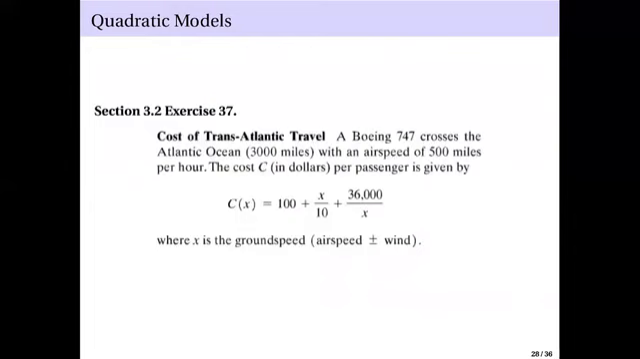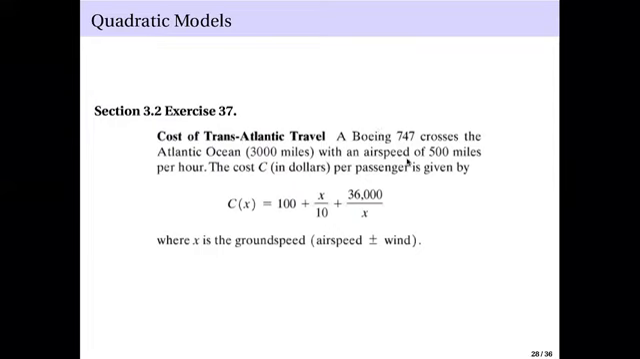Next problem. Cost of transatlantic travel. A Boeing 747 crosses the Atlantic Ocean, which is 3,000 miles, with an airspeed of 500 miles per hour. The cost, in dollars, per passenger is given by this equation. C of x equals 100 plus x over 10 plus 36,000 over x, where x is the ground speed. It's your airspeed plus or minus wind.